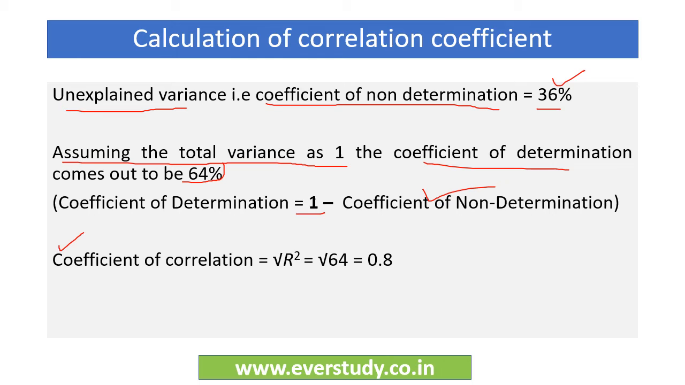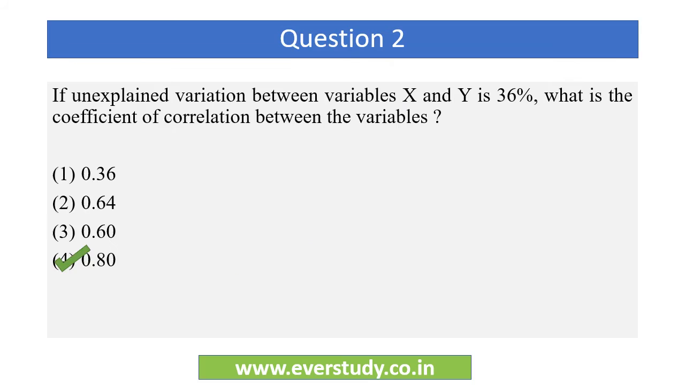Now we are required to calculate the coefficient of correlation. This coefficient of correlation is the square root of the coefficient of determination, which comes out to be 0.8. So the correct answer is given by option number 4, that is 0.8.